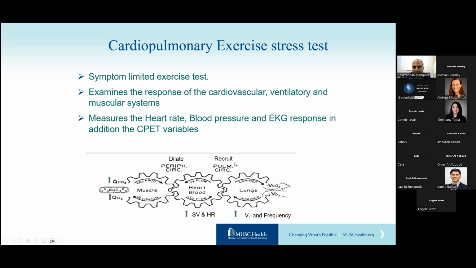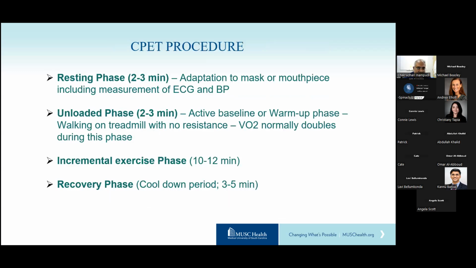There is increase in recruitment of the pulmonary circulation. And in response to exercise, there's also dilatation of the peripheral circulation. There is increased flow in all of these. And the cardiopulmonary exercise stress test tries to integrate all the variables that are obtained to really understand the pathophysiologic mechanisms that are causing the patients to have dyspnea or any other issues.